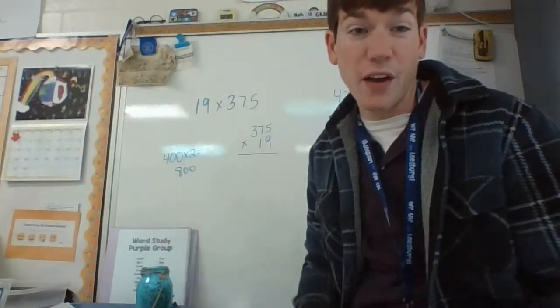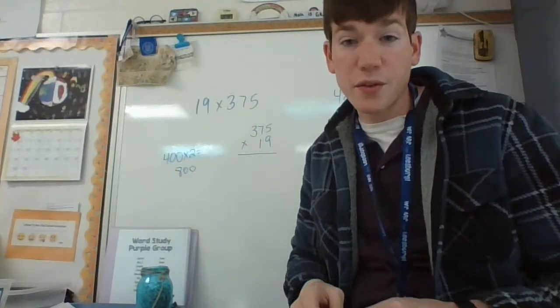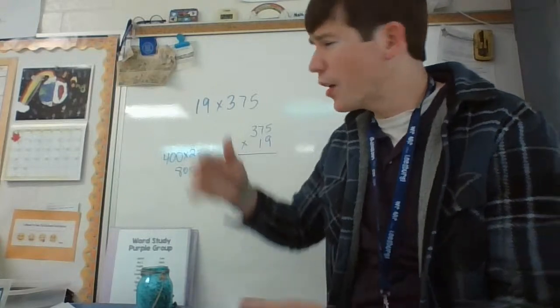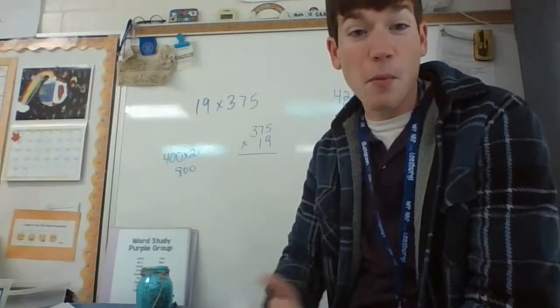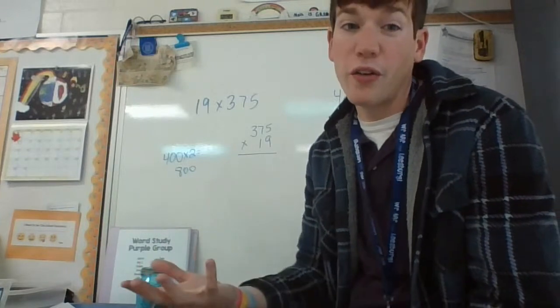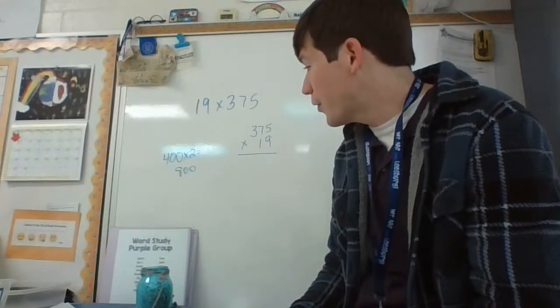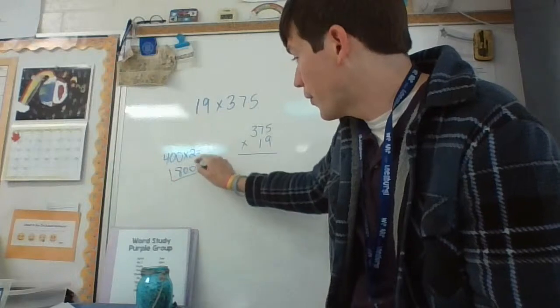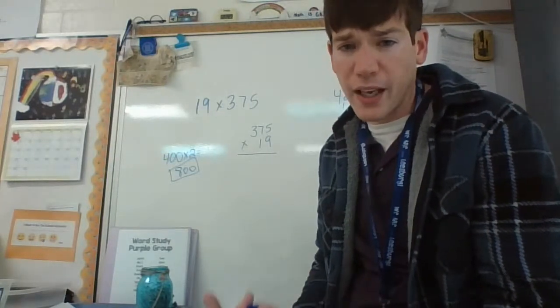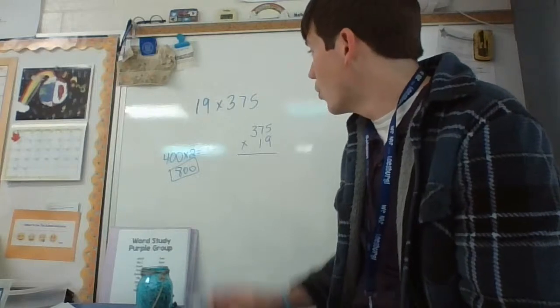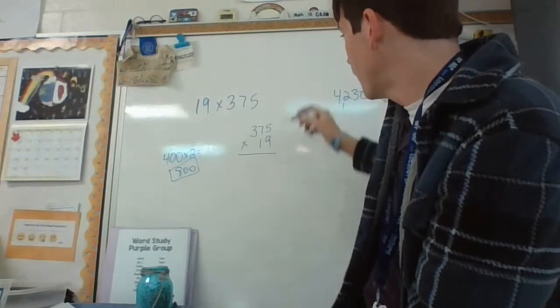Now keep in mind, the reason I use 400 is because it's a little easier to work with than 375. It's a multiple of 10, it's a multiple of 100. So this would be my too low answer. When I'm thinking of an answer that's too high, again, I'm thinking, well, what if this were 400?